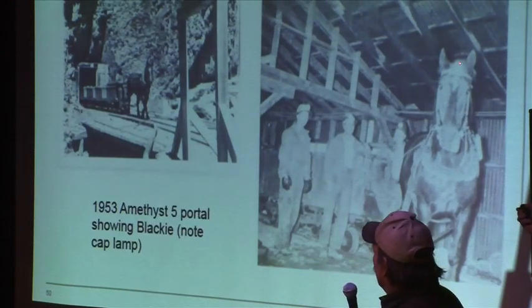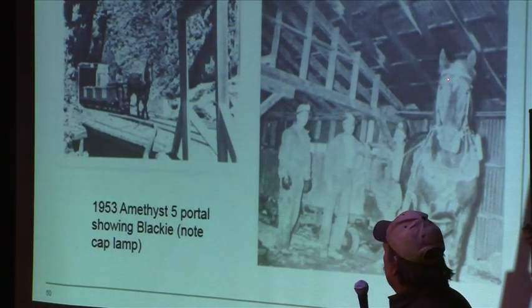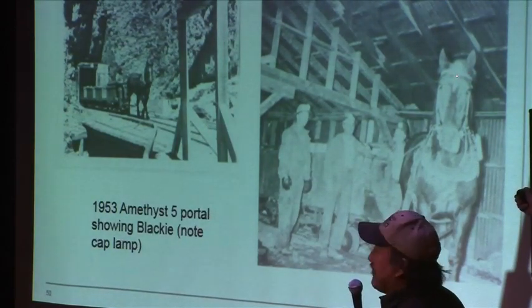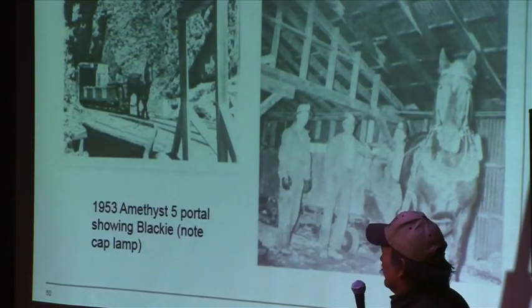This is old Blackie. And these three gentlemen with him, I knew all of them. Tommy Phillips on the left, Byron Beck in the middle, and Harry Larson on the right. Blackie's got a battery and a cat lap on because, of course, he was pulling ore right out of the Amethyst 5.